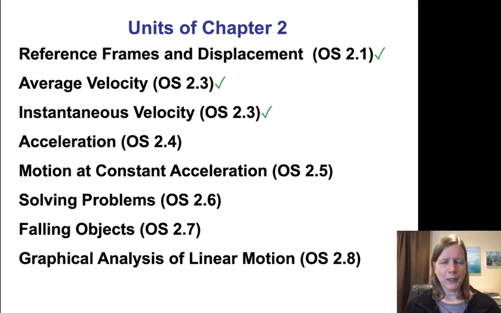So we've talked about velocity. Instantaneous velocity just gives you a snapshot of velocity at one instant in time. And we're now up to talking about acceleration. So in this video, we'll talk about acceleration, constant acceleration, how to approach problem solving, and then an example of constant acceleration, which is falling objects. And we'll have a little bit of discussion of graphical analysis, but I've actually tried to move the graphical analysis discussion throughout each of the sections where it's relevant.